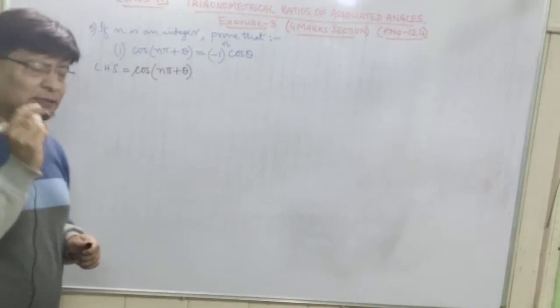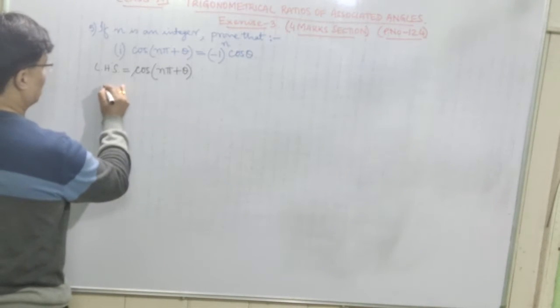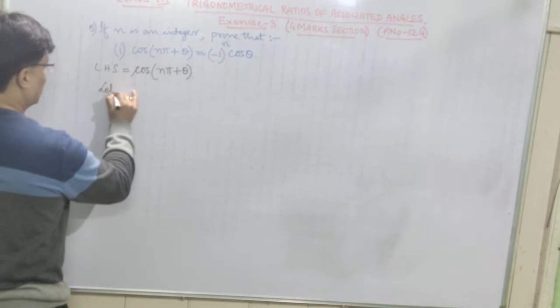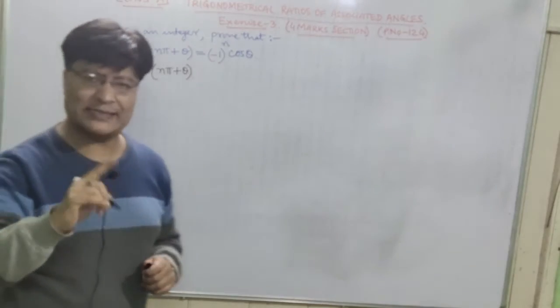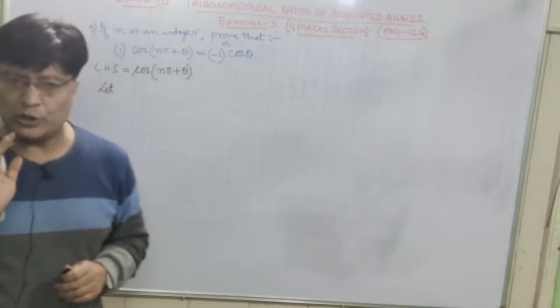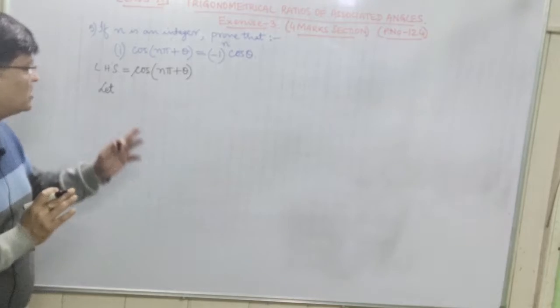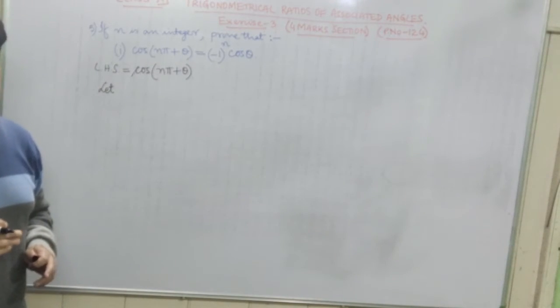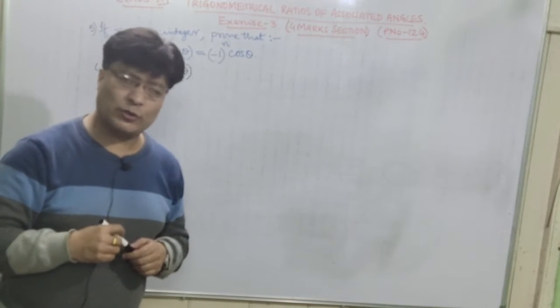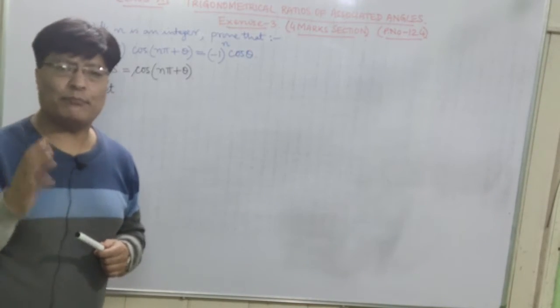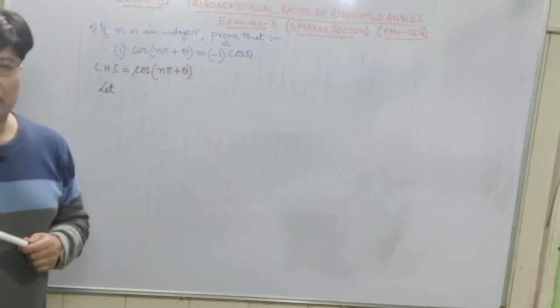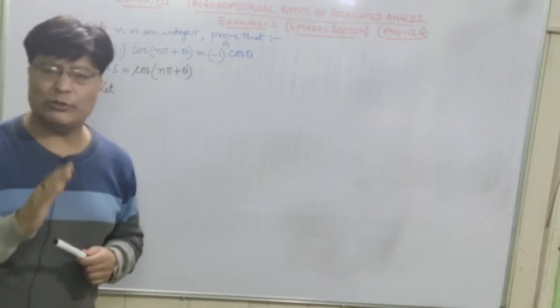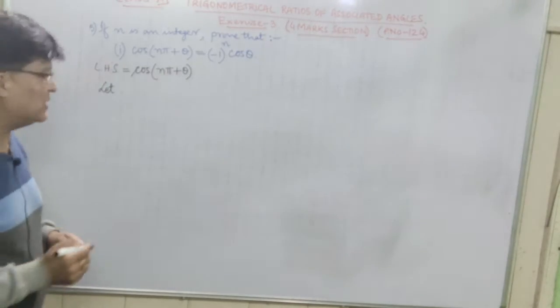How will you assume this? Let us assume first n as an even integer, okay? So first of all, let us assume this n as an even integer. So how can you assume the even integer? You know that an even integer is a multiple of 2, isn't it? If a number is multiplied by 2, you will always get an even integer.